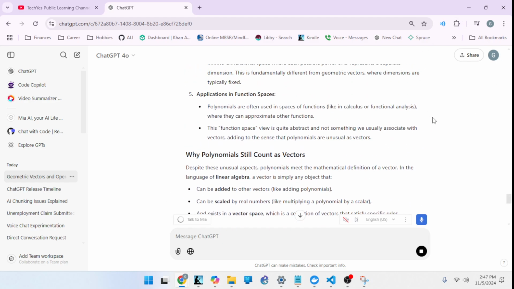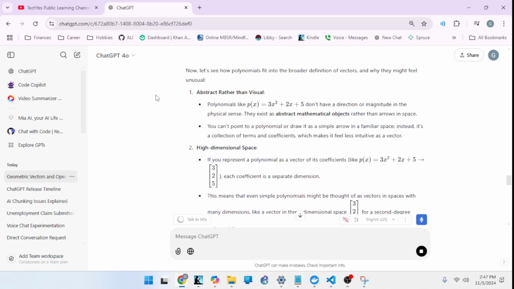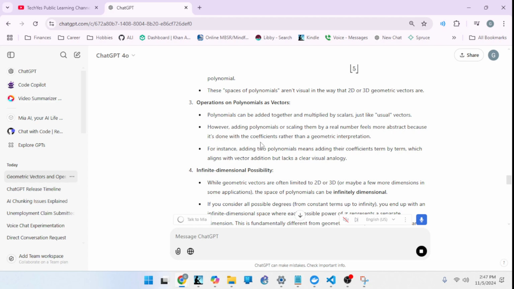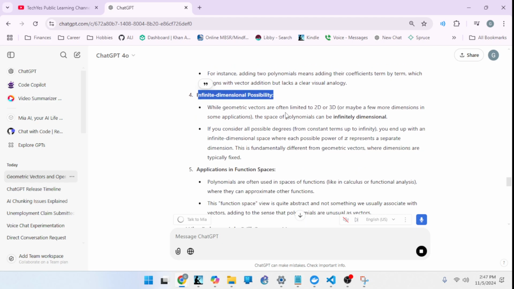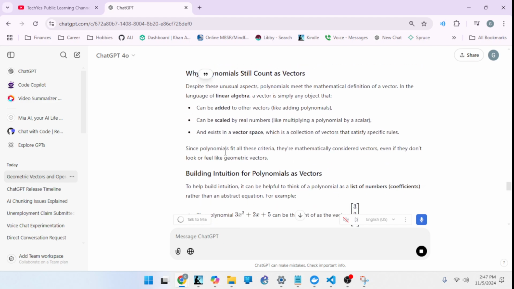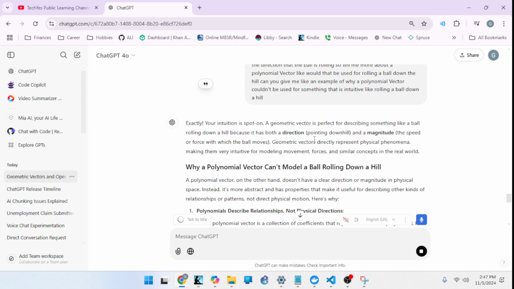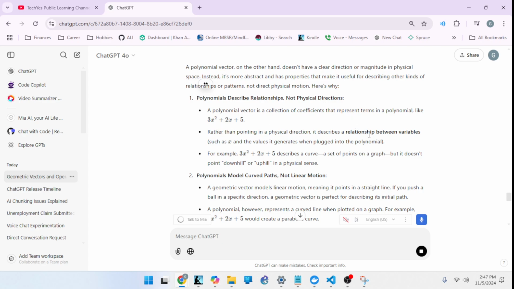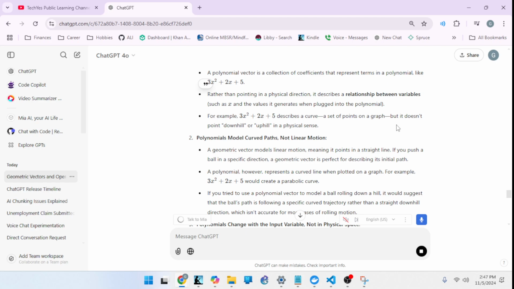All right, and in the meantime, do that. So yeah, so abstract. Yeah, so like rolling a ball in the 4th dimension, you'd probably use a polynomial vector for that. So yeah, infinite dimension possibility. Yeah, so it wouldn't point uphill or downhill.